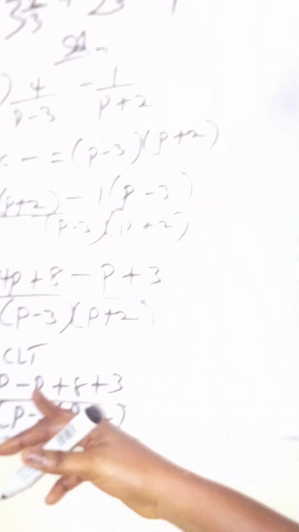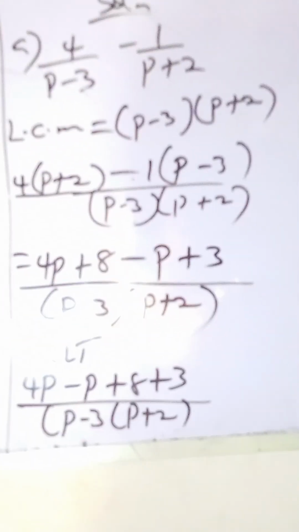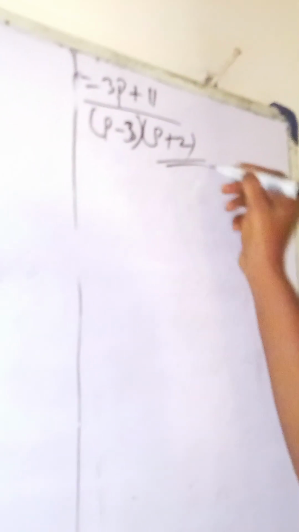So the next thing we are going to do is to work further. 4p minus p: this is a coefficient of 1, so it's going to be 4 minus 1 to give us 3. So 4p minus p will give us 3p. Then 8 plus 3 will give us 11, all over your LCM, p minus 3, p plus 2. If you look at this now, we cannot simplify further. So this becomes our answer.